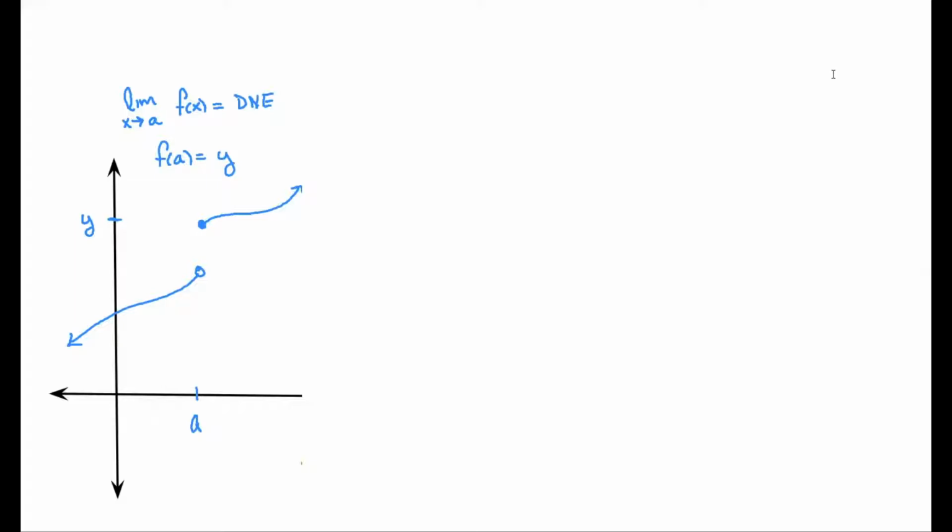If I look here, the limit as x approaches a does not exist. It's not the same from the left and the right. However, if I ask what is f of a, I can find a value, in this case, y. Because the limit as x approaches a of f of x does not equal f of a, the limit does not exist.